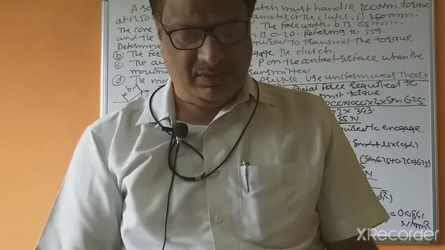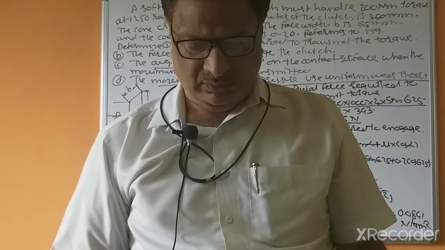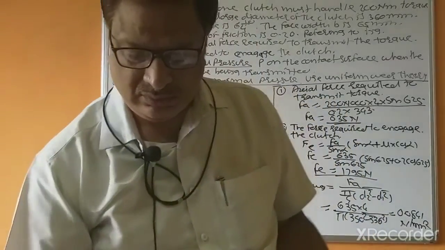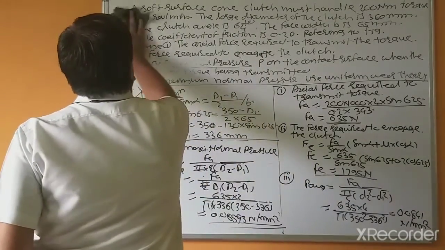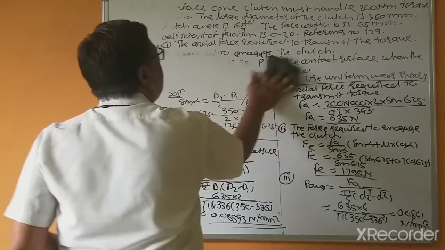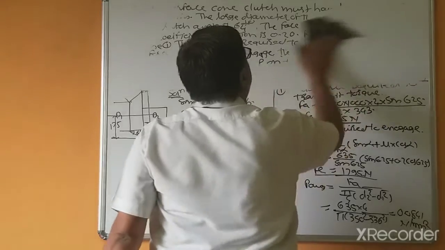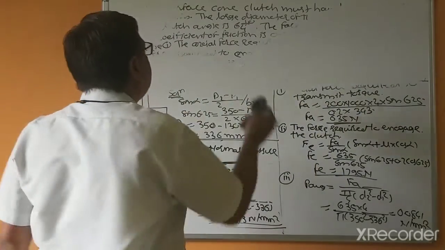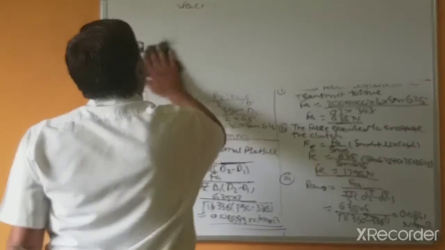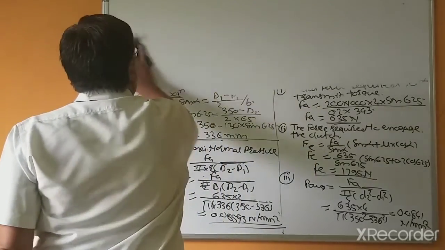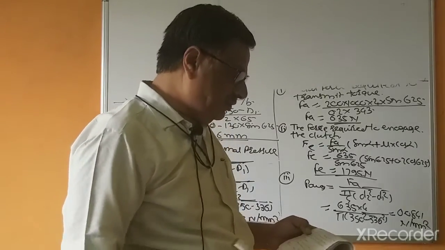Now next problems. A cone clutch. So if you have any doubts related with the theory or any chapters, you can ask me at any time. You are free to ask me any doubts related with any chapters of the machine design. So please note down next problems.